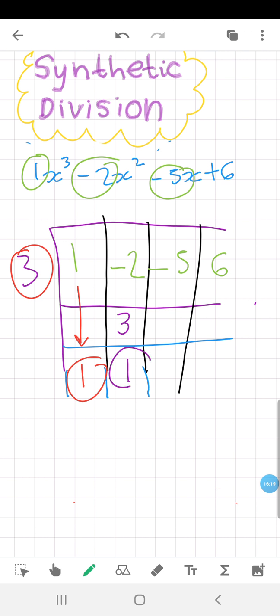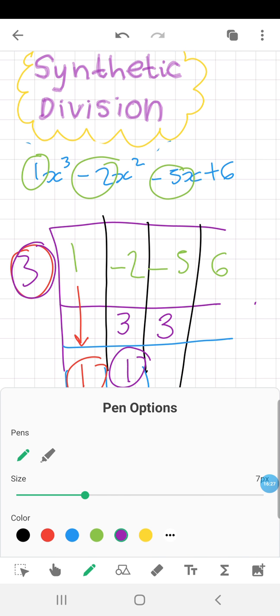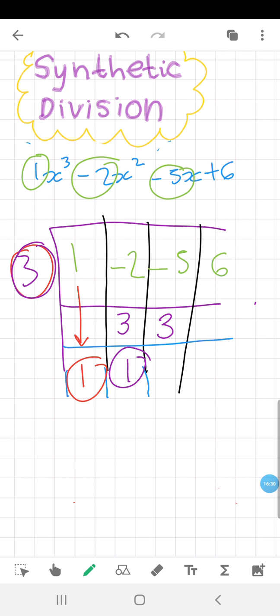Then you're going to say that number times 3 again is going to give you 3. We're going to put it here. Minus 5 plus 3 is going to be minus 2. Minus 2 times 3 is minus 6. You're going to put it here. 6 minus 6 is 0. So now you have 1, 1, negative 2.